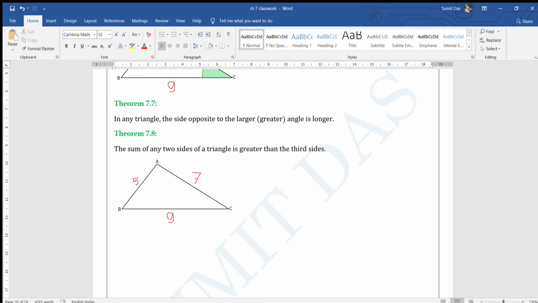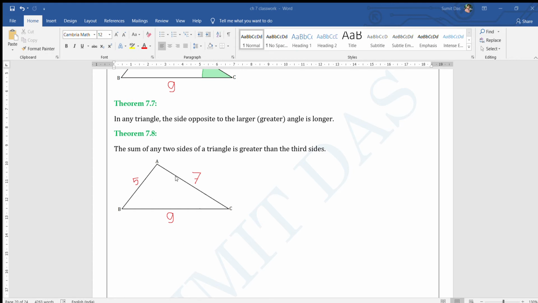Then theorem number 7.8 is saying the sum of any two sides of a triangle is greater than the third side. You can see I took the same triangle ABC. One side is 5, another side is 7, another side is 9. So what you can see is that you can take any sum. Look, 5 plus 7 is always greater than 9. 7 plus 9 is always greater than 5.